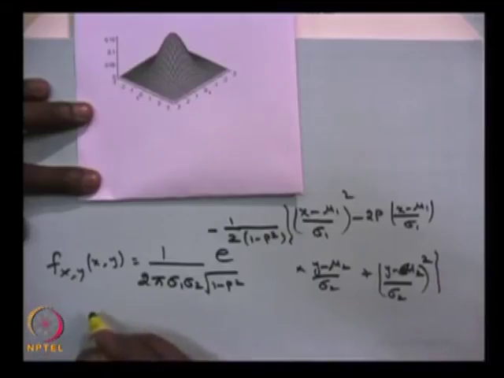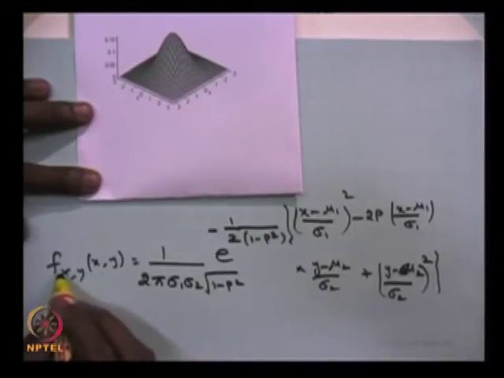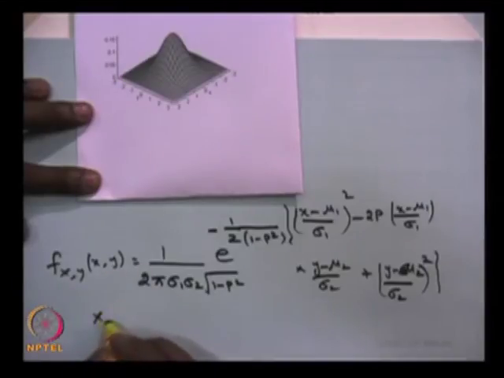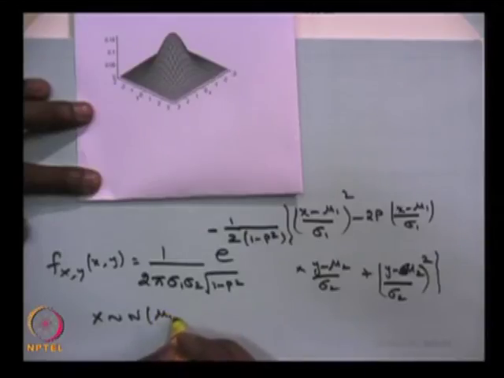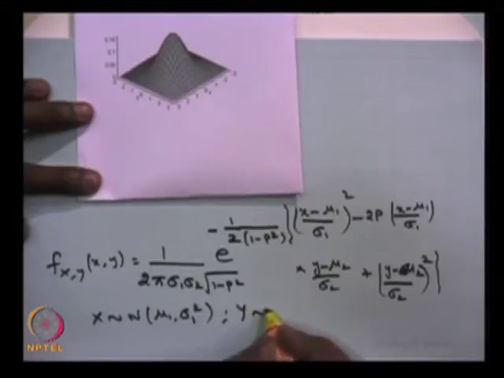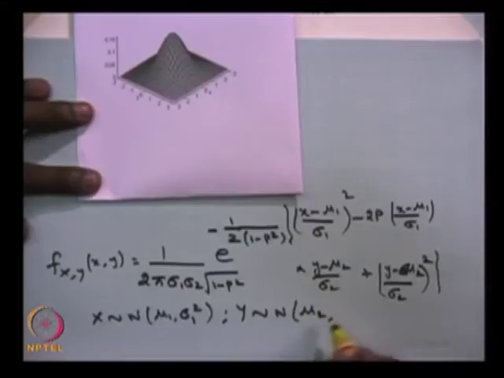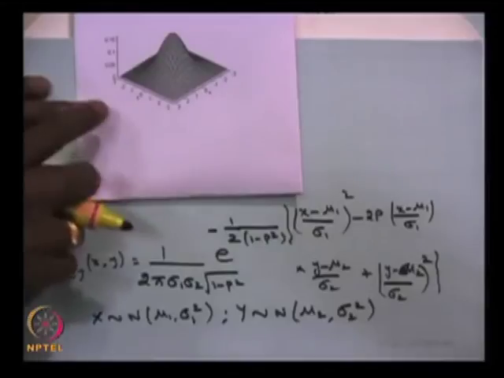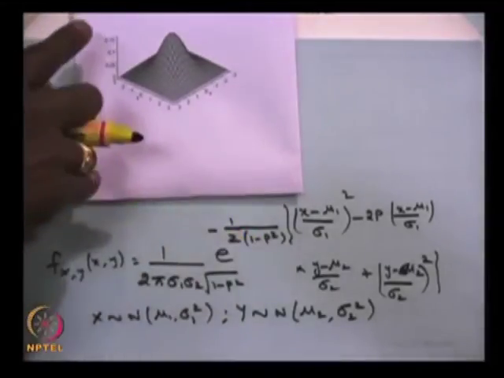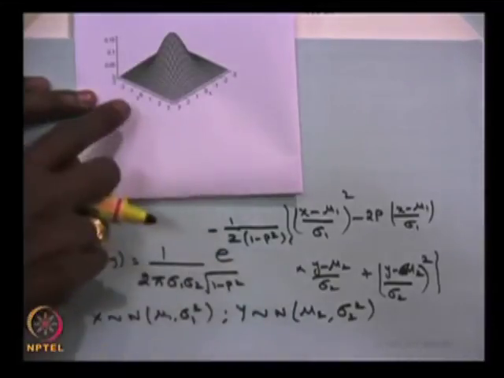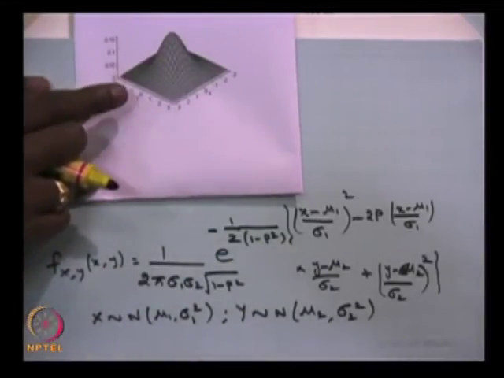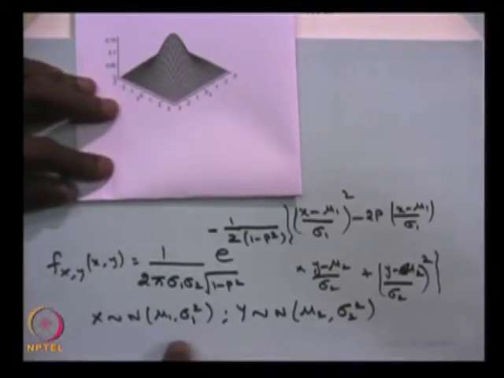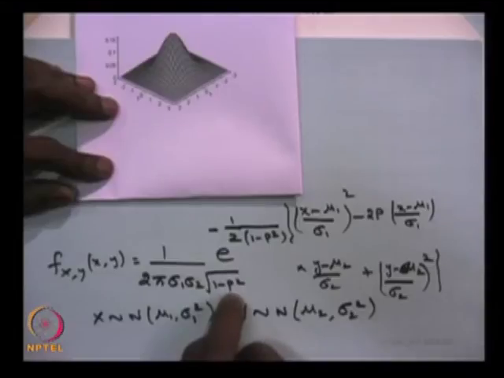So here, if you find the marginal distribution of the random variable x and the marginal distribution of y, you can conclude x is normally distributed with mean mu 1 and variance sigma 1 square, and similarly y is also normally distributed with mean mu 2 and variance sigma 2 square. That means if you plot the joint probability density function, it will be of this shape. One axis is x and one is y, and this is the joint probability density function for fixed values of mu 1, mu 2, sigma 1 and sigma 2. And here rho is nothing but the correlation coefficient.